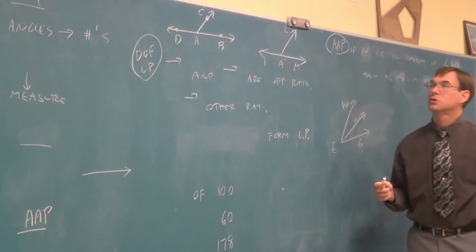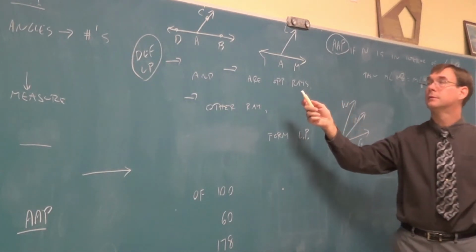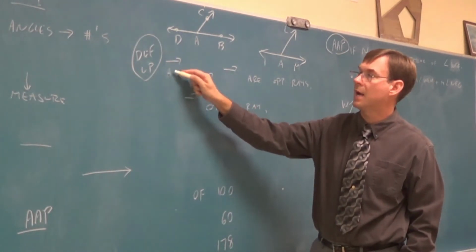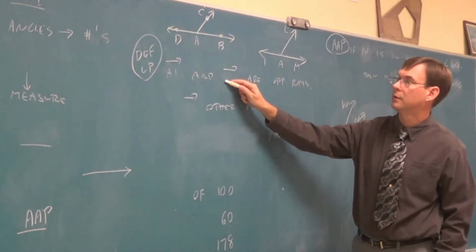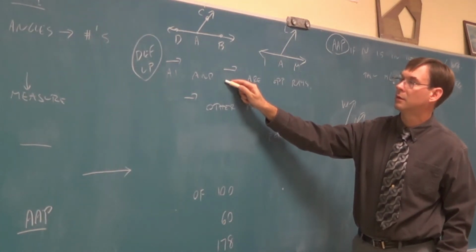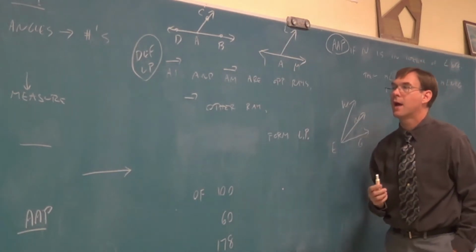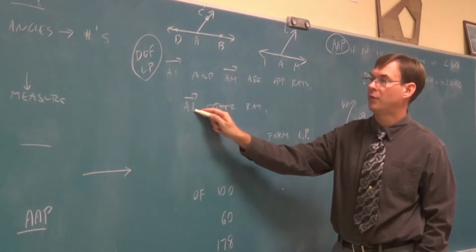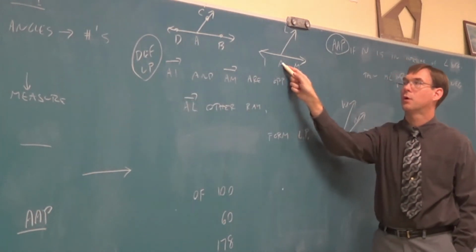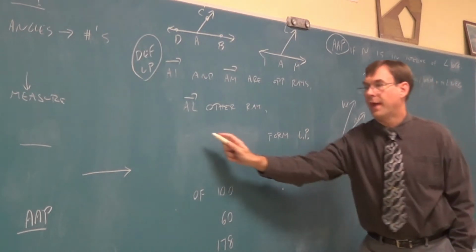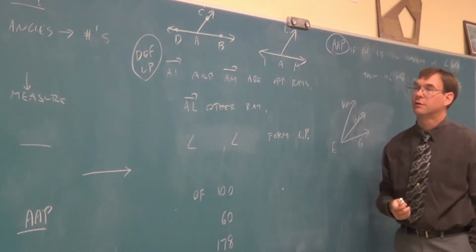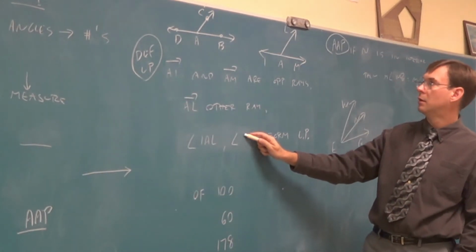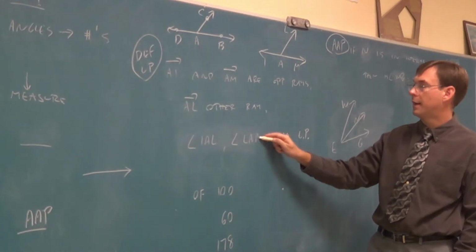Got it. So who are our opposite rays? AI is 1. AM is 1. AI and AM are opposite rays. Who's the other ray? AL. They all have to start with A because A is where everything is touching. Then what are the 2 angle names that form the linear pair? IAL, LAN.